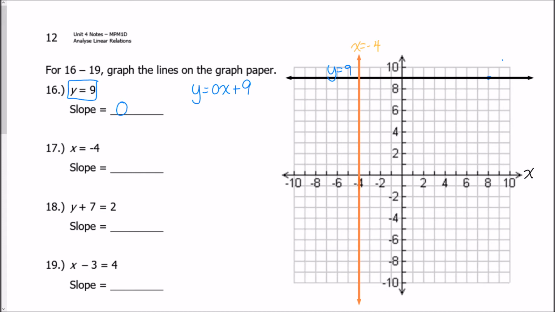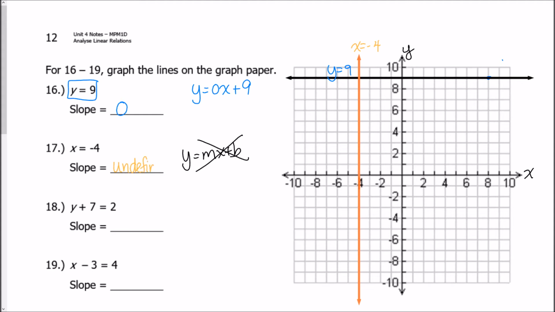And I'm just going to label x and y so you can see that it cut through the x-axis at negative 4 and not the y-axis. So here, it does not follow the y equals mx plus b format because here there is no slope and there's no y-intercept at all. So the slope is going to be undefined.